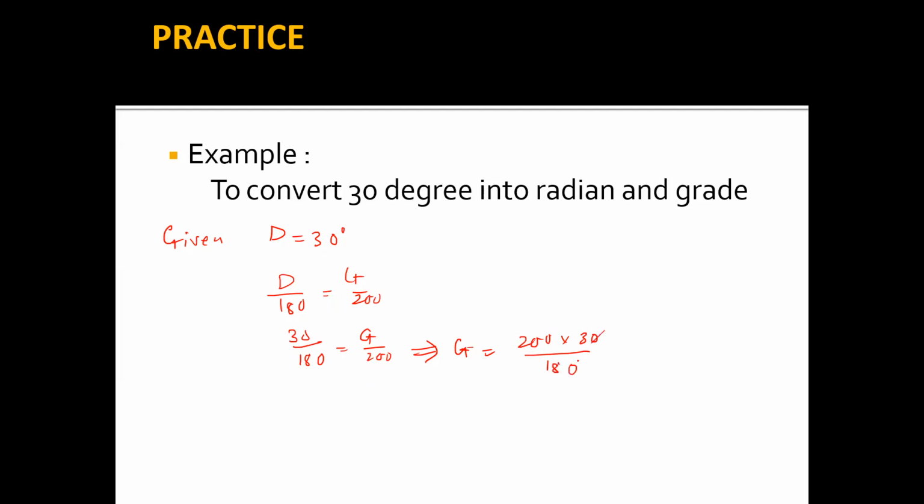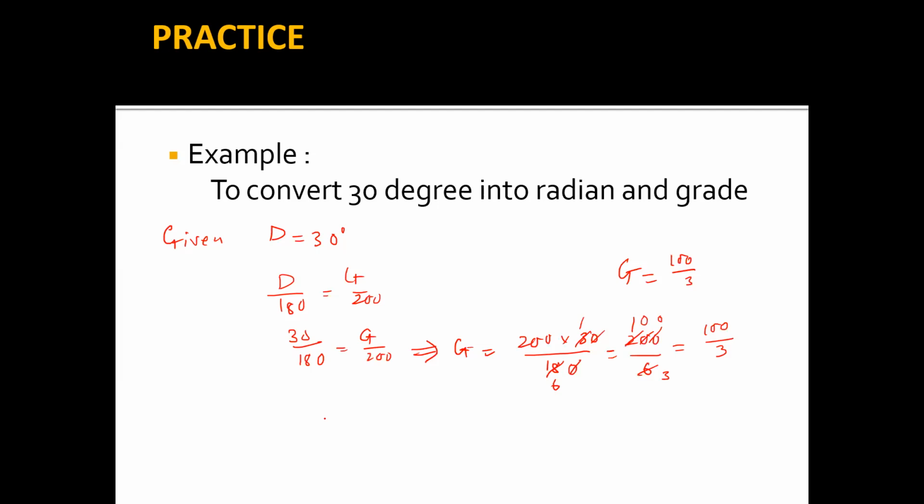Simply I can cancel this 10 with 10, and 3 ones are 1, 3 sixes are 18. Now we will get 200 by 6. Now I can reduce more: 2 threes are 6, 2 ones are 1, and we get the answer 100 by 3. That means if we are converting 30 degrees into grade, we find grade is equal to 100 by 3. Now we can convert degree into radian also.